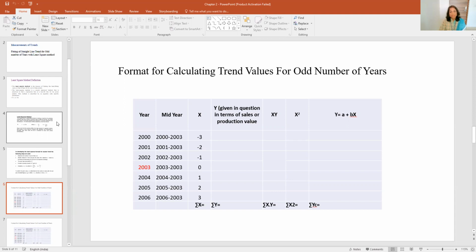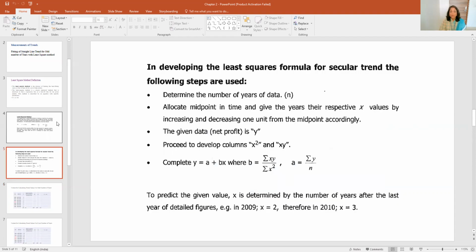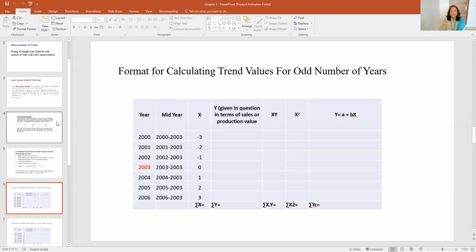The equation for the trend line will be y equal to a plus bx, where a will be calculated as summation of y by n, and b will be calculated with the formula summation of xy divided by summation of x square. So this is the format for calculating trend values for odd number of years.